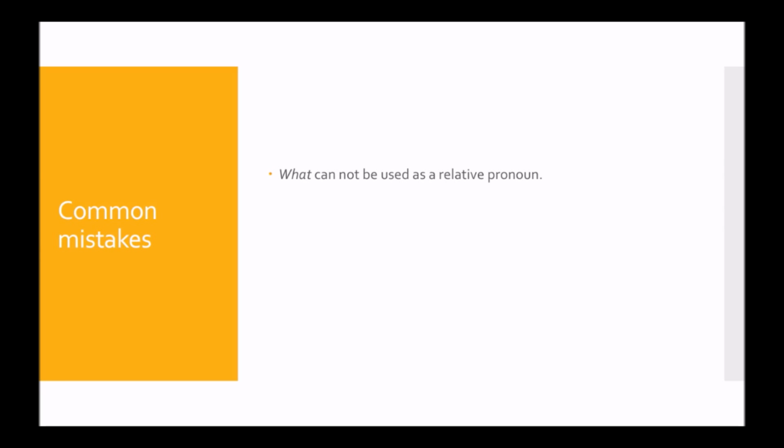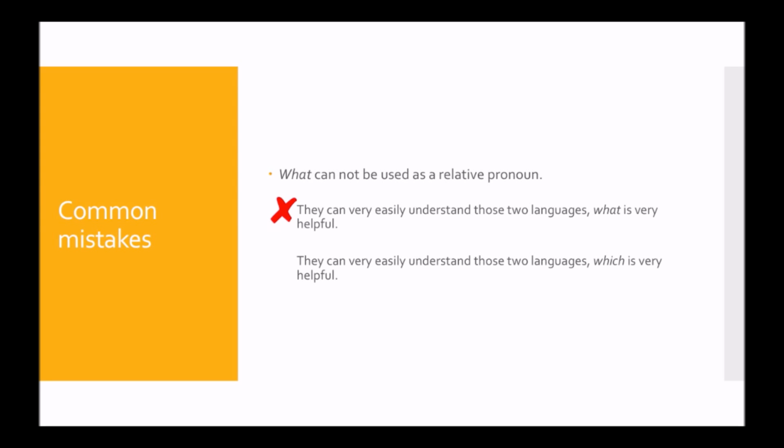Okay, the second common mistake is that what cannot be used as a relative pronoun. As an example, we have: They can very easily understand those two languages, what is very helpful. Well, it's wrong. The correct way is: They can very easily understand those two languages, which is very helpful. Remember, what is used when you are asking a question.